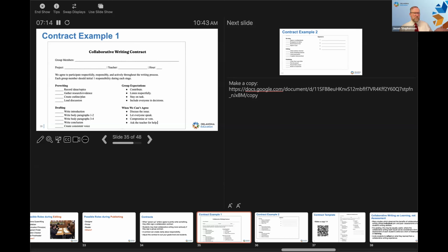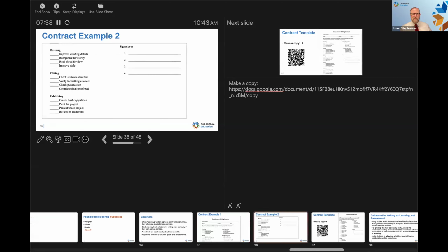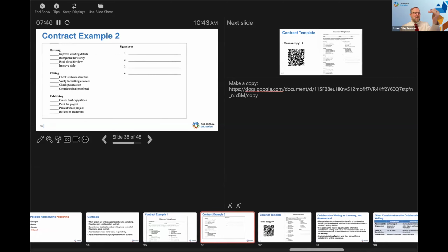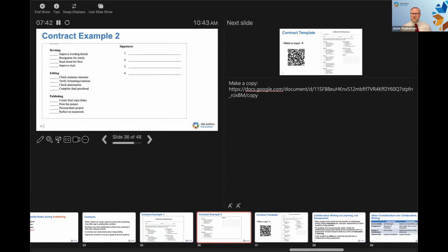And so pre-writing has some options: record ideas and topics, gather research and evidence, create an outline or plan, and lead discussion. And so as a group, they would negotiate who's doing what. And then there's a drafting section. It's the only section that has 5 responsibilities instead of 4. So one person would be responsible for 2 things. And then we move on down to revising, editing, and publishing.